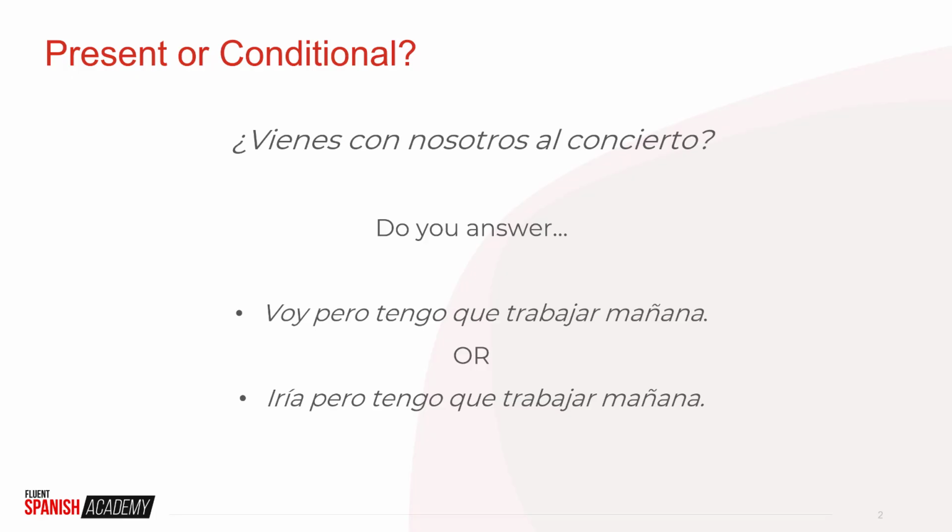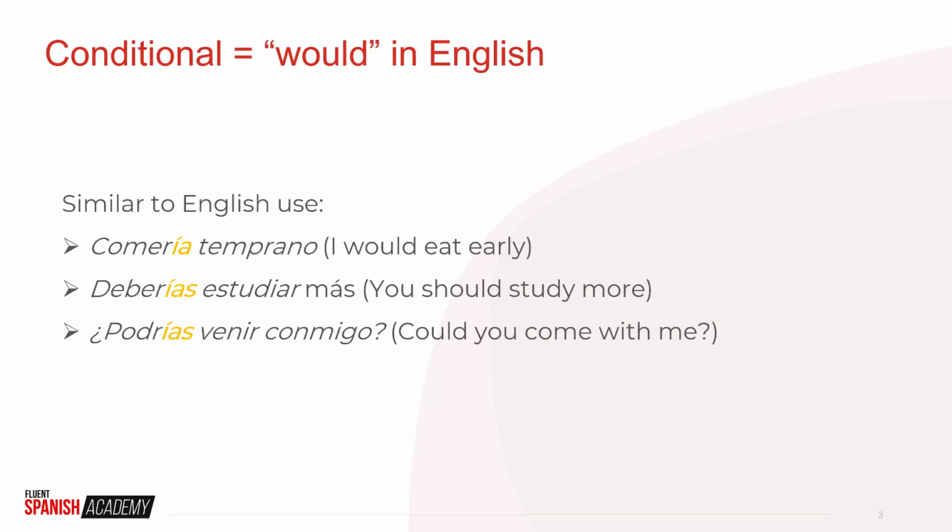In the next few minutes, I'm going to show you 4 foolproof ways to use the conditional tense. Now, first off, the good news. The conditional is in fact very similar to English. So we'd use would, or sometimes could, or should, before the action that we're talking about, like in these examples. Comería temprano. I would eat early, if I had the choice. Deberías estudiar más. You should study more. ¿Podrías venir conmigo? Could you come with me? Okay, so that's easy enough, right?